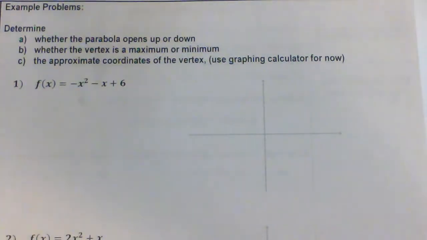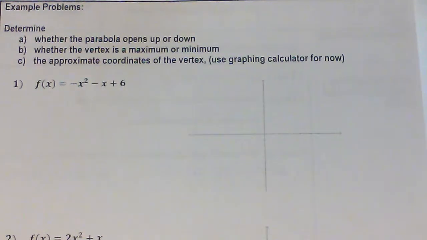All right, so our directions here is we're going to take each quadratic function and determine whether the parabola opens up or down, whether the vertex is a maximum or a minimum, very much related, and then finally the approximate coordinates of the vertex. And so for that, we're going to use a graphing calculator. We do have some other methods using algebra, but since this is an introduction, let's get comfortable with the technology.